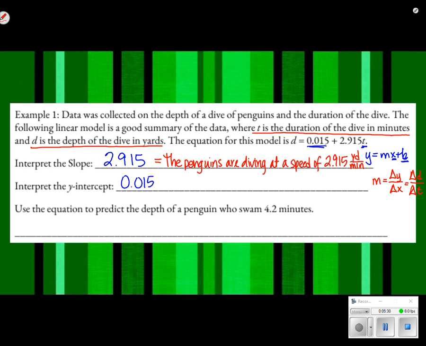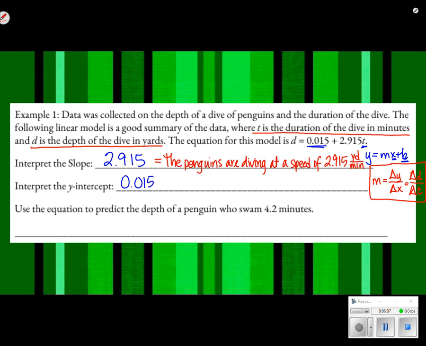Okay, so when you write this out, you need to look at what the variables are representing. If they don't use x's and y's, look at what variables they use. They didn't use x. What did they use in place of x? They didn't use y. What did they use in place of y? And go back to this idea of slope is change in y over change in x, then change the variables up a little bit, and then look at what each variable represents. D is yards, T is minutes, yards per minute is a speed.